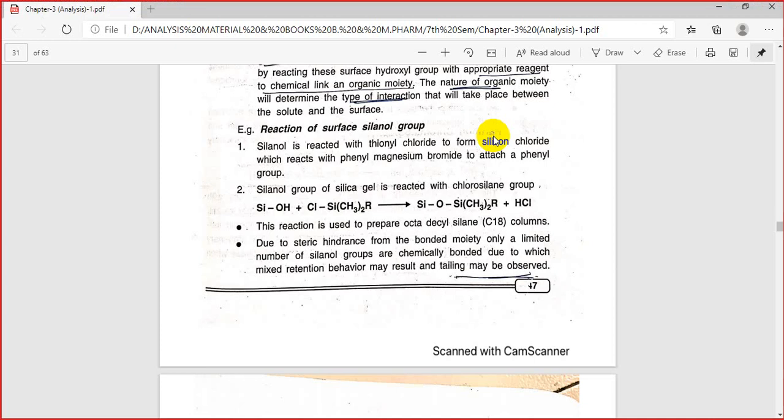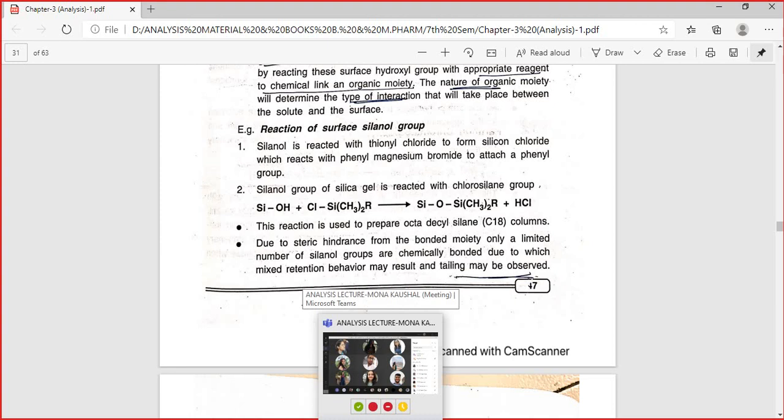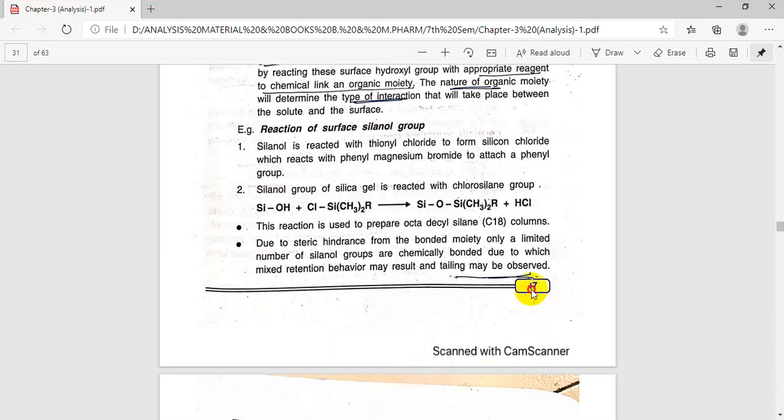So you will be having, or we will be further studying, different types of columns, that is C8, C18, C20. C stands for carbon, and the number stands for the number of carbons. When it is reacting with chlorosilane, it forms a compound where CH3 twice is now attached to it. So, as the number of carbons increases, does the polarity increase or decrease? Who will give the answer?